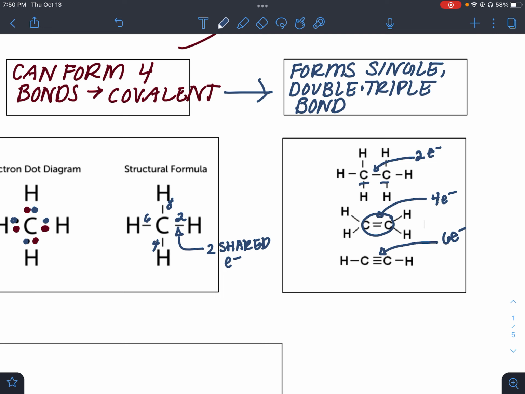Okay, now what this does is it increases the variety of different structures that we can form with even just two carbon, right? So here we see two carbon, two carbon, two carbon, and we see that we have totally different structures, even though we only have those two carbon atoms as a result of those single, double, or triple bonds, okay?